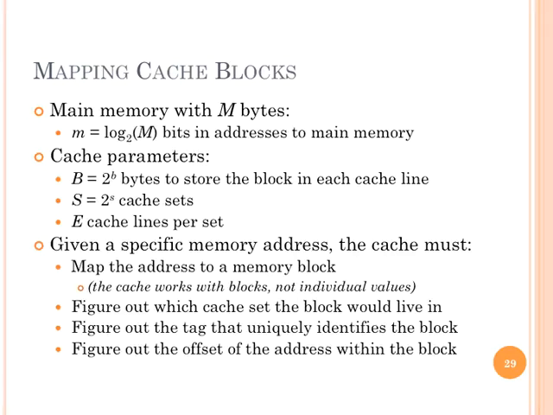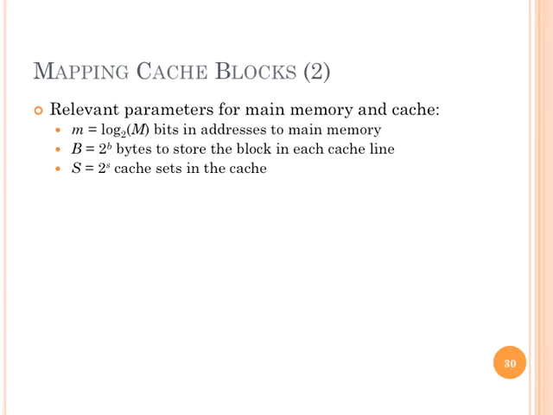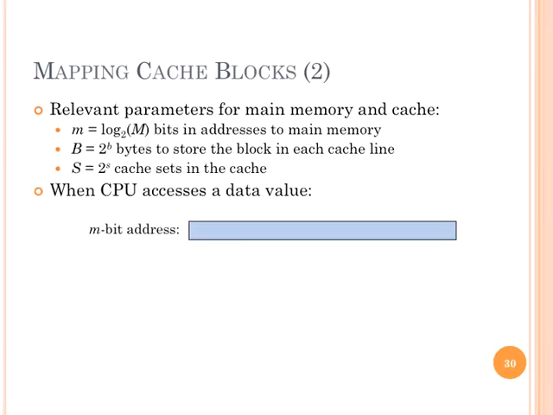So we take a memory address, the processor sends out a memory address, it hits the cache, and the cache has to make some decisions about, okay, what cache set could this be in? What's the tag so that I can look in the cache lines and see if I have a line with this value in it? Okay? So it has to figure all these things out. And so it takes the address bits coming in and maps them to those things as follows.